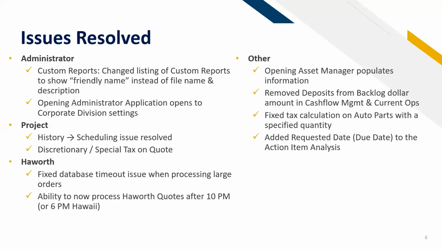There was also a tax calculation error on auto parts with specified quantity. If anybody's having any issues with tax calculating on auto parts, that's been addressed. And we added requested date and due date to the action item analysis. That was a request by a client, and I'm not sure why that wasn't in there, but it's in there now.